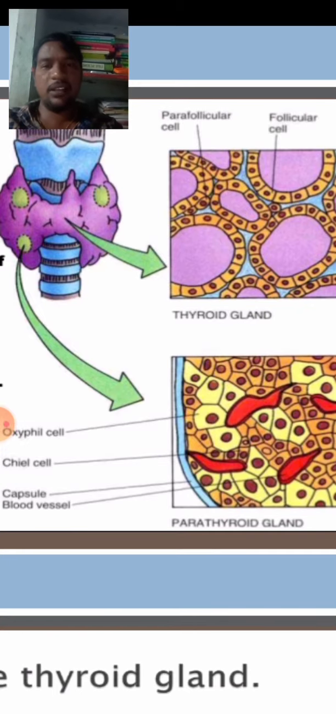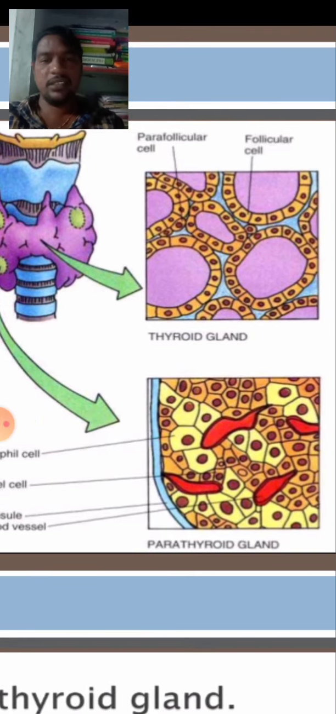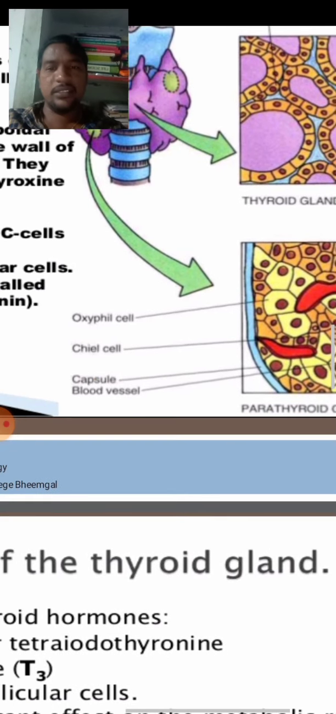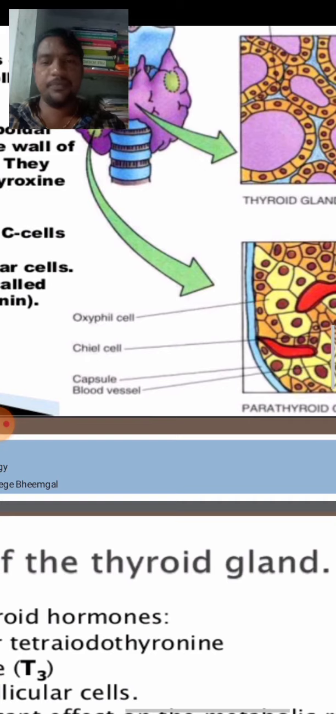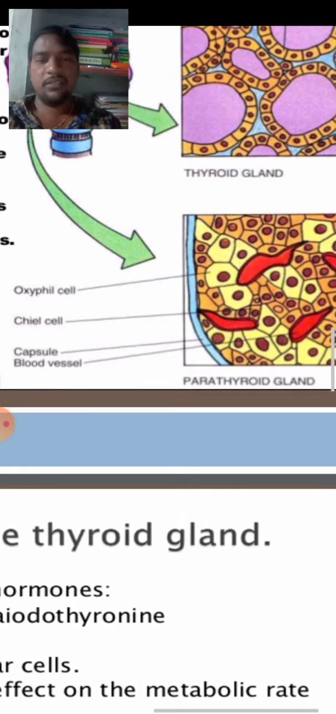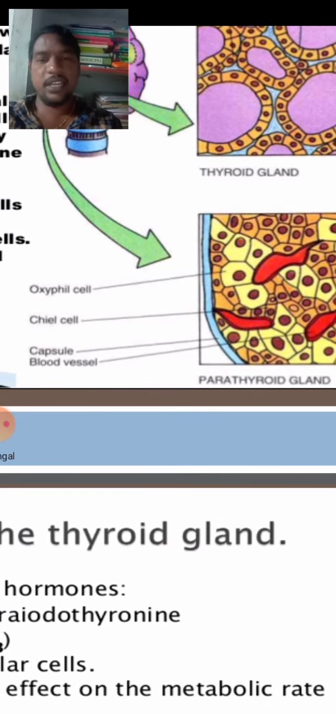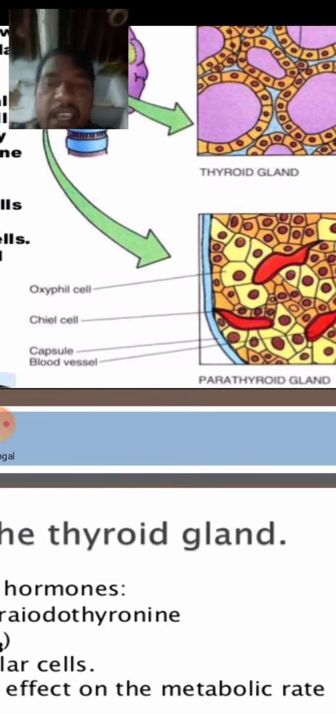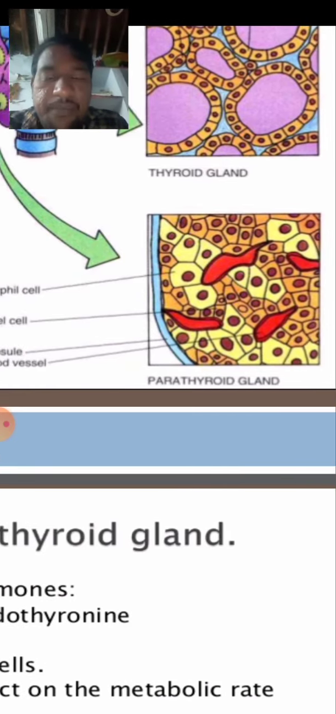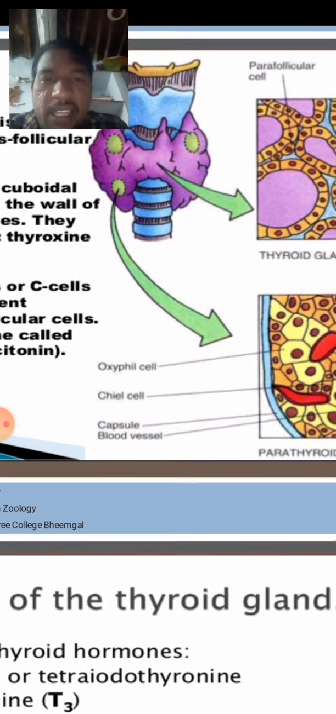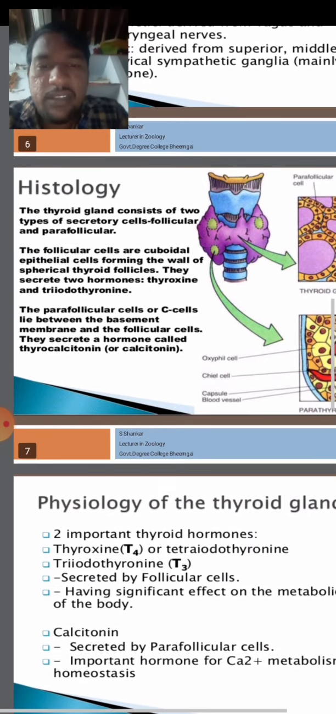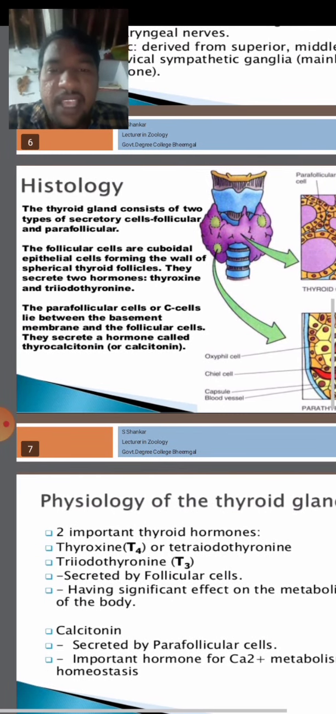Thyroid gland: parafollicular cells and follicular cells. Parathyroid gland: Oxyphil cells, chief cells, capsule and blood vessels. The thyroid gland secretes three hormones: thyroxine, triiodothyronine and thyrocalcitonin, or calcitonin.